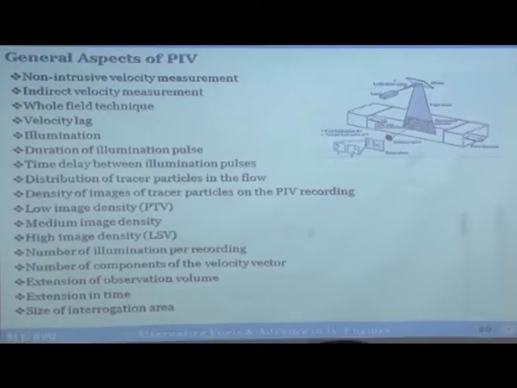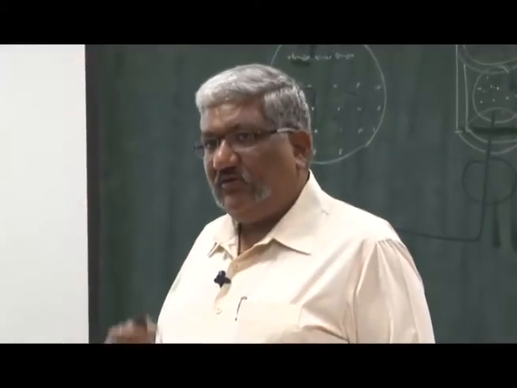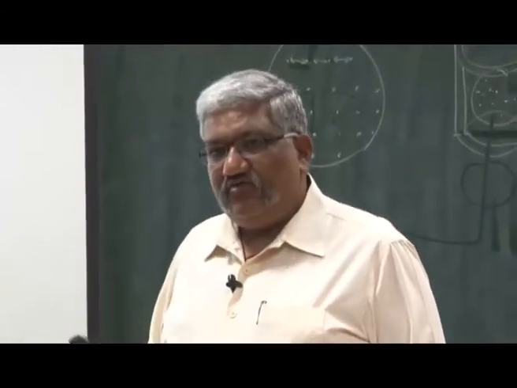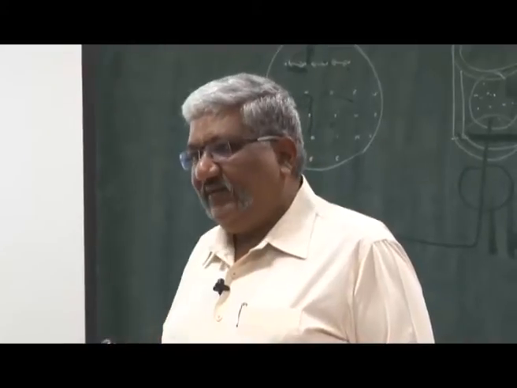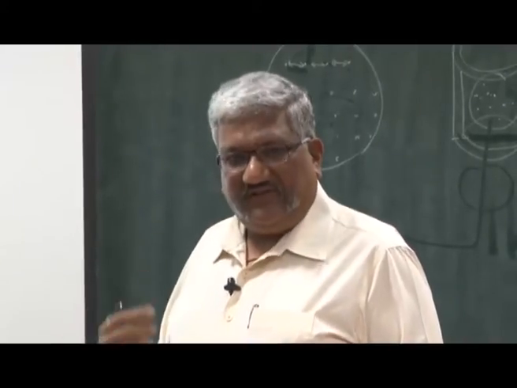I told you that if you use one camera, you can only capture 2 components, x and y. I showed you, you can capture x direction velocity and y direction velocity. If you use 2 cameras, you can capture 3 dimensional. So if you use one camera, it is 2D PIV or 2C PIV, 2 dimensional or 2 component PIV. If you use 2 cameras, this is 3C or 3D PIV, 3 component or 3 dimensional, same thing.